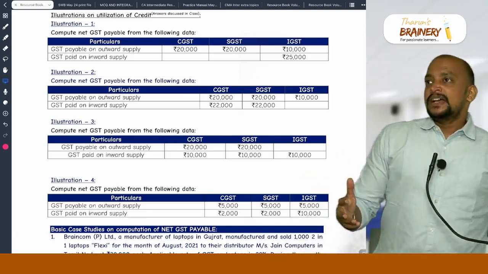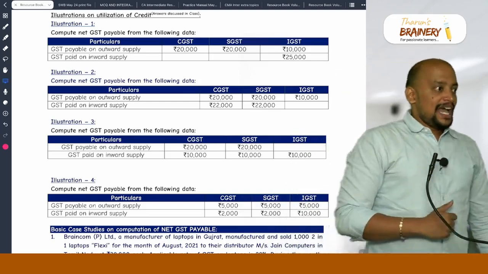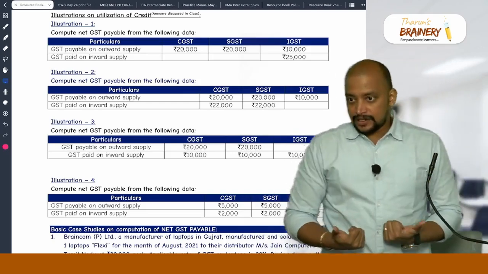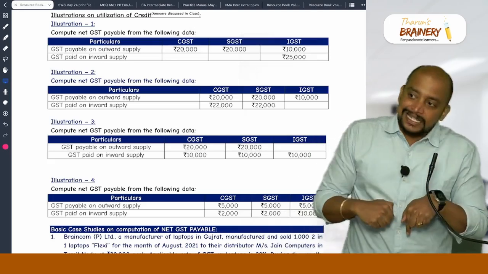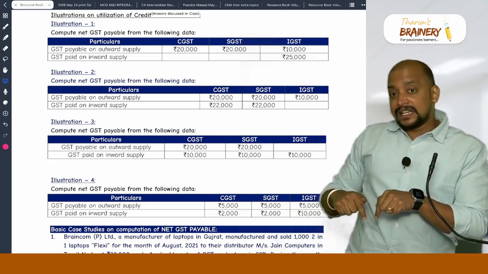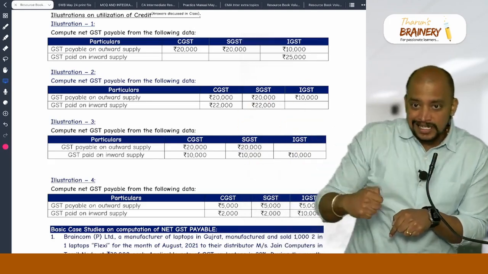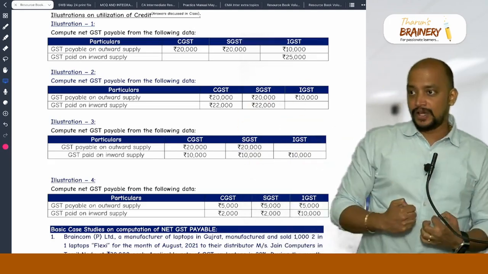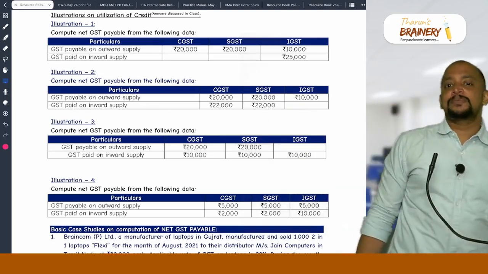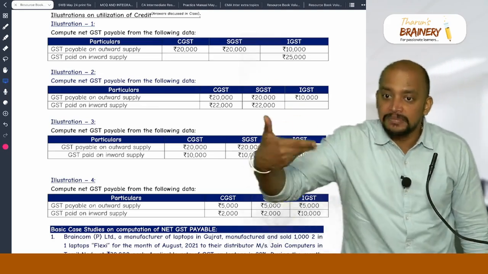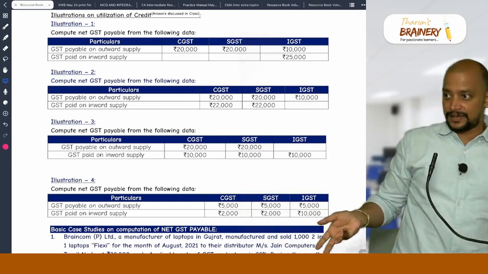Now, for example, I am a car dealer. I am buying a car from a manufacturer, so definitely he will charge me compensation cess. And when I am selling the car to a buyer, say you are the buyer, I will charge compensation cess from you. Now I can set off. What if I don't have compensation cess in my liability? In my liability, I don't have compensation cess.